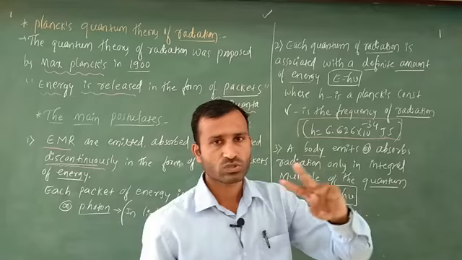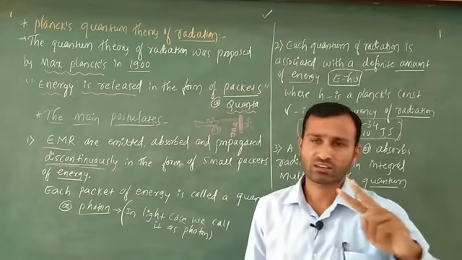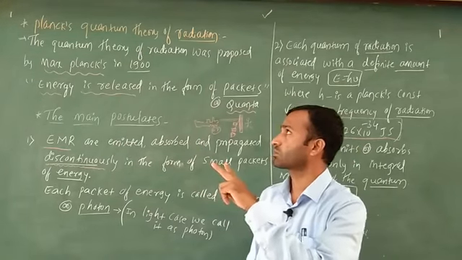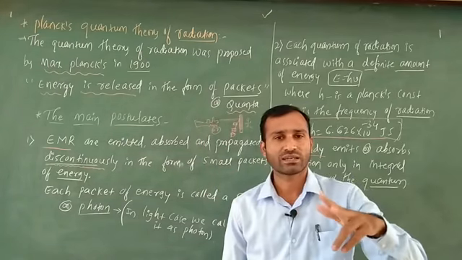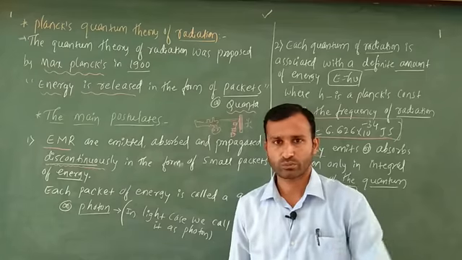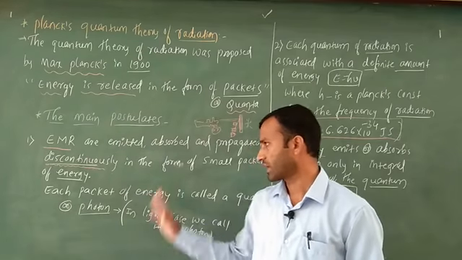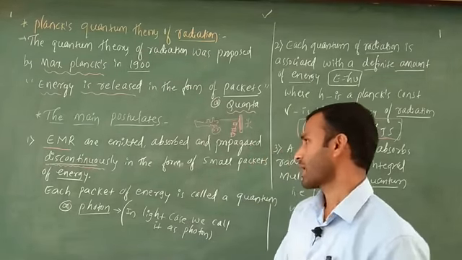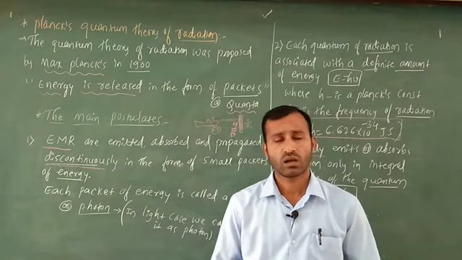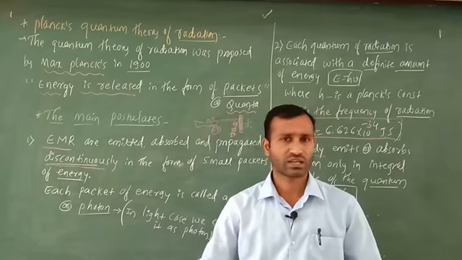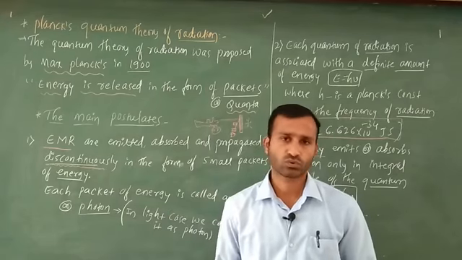Two things are most important. The first one is the photoelectric effect, the second one is the Planck quantum theory of radiation. In both cases light acts as a particle. This is the most important point. Bear in mind. The next part is black body radiation, which also completely depends on the particle nature of light. After that I am going to solve problems.